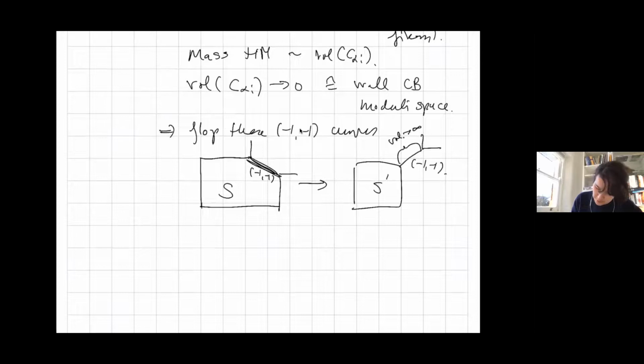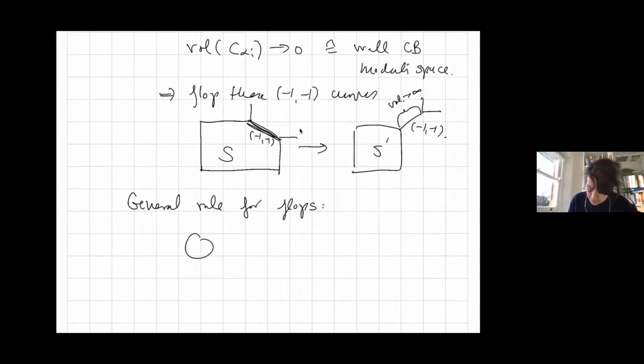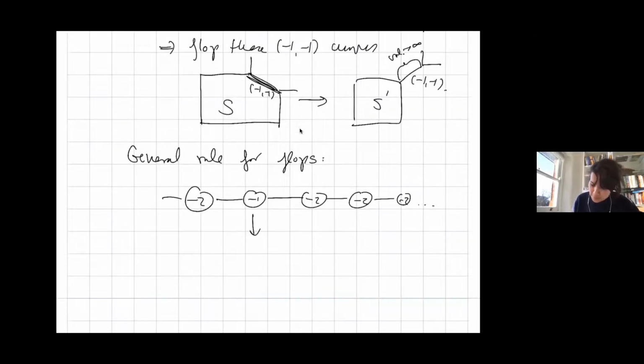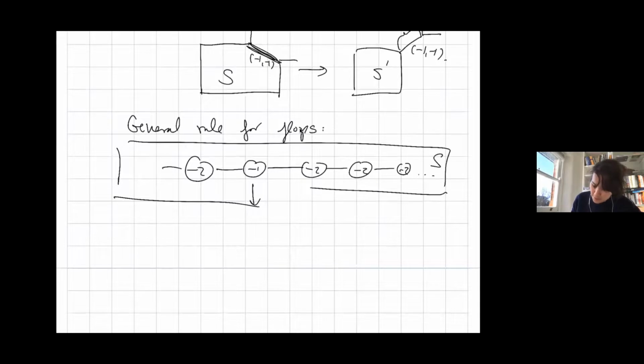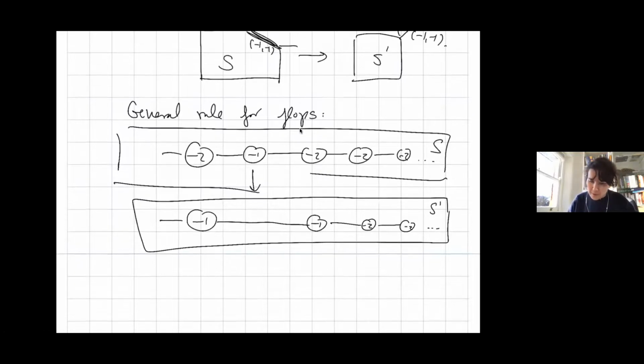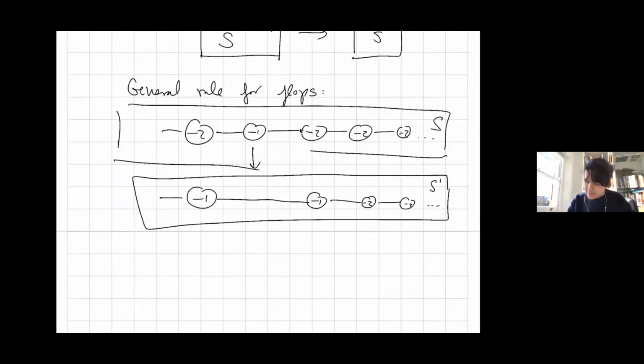And in fact, the general rule for flops is if you have a collection, say, of -2, -1, -2, -2 curves, and now you want to flop this one, and these are contained inside S, and you want to flop this out, then in fact, this affects the neighboring self-intersection numbers and the way that this becomes -1, that's gone, -1, -2, -2, and so on. We can discuss, I can explain what the general rule is, but it comes from just analyzing how the flop affects the normal bundle and the canonical bundle of the surface and the curves. So this is the flop of this -1 curve out of the surface S.